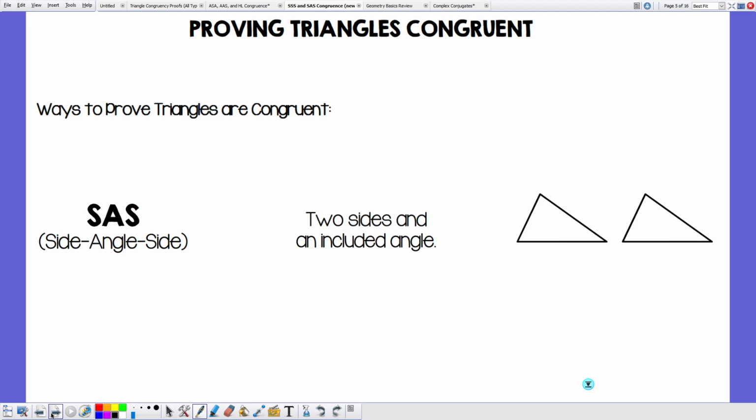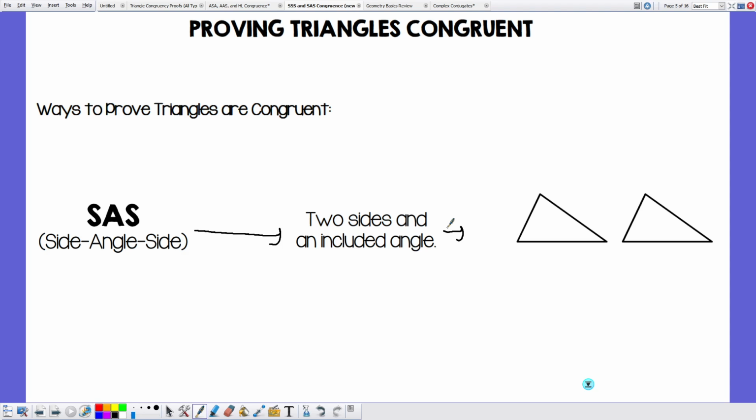Now we also have side-angle-side. What this says is that if we have two pairs of sides that are the same, and an included angle that's the same, the two triangles are congruent themselves.